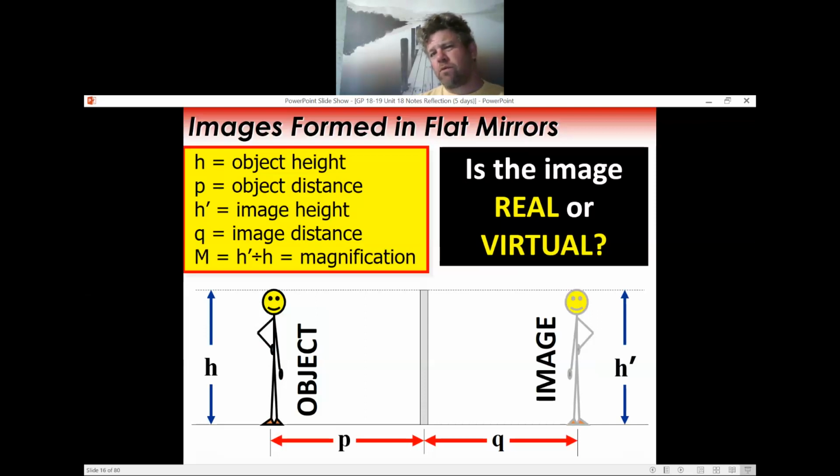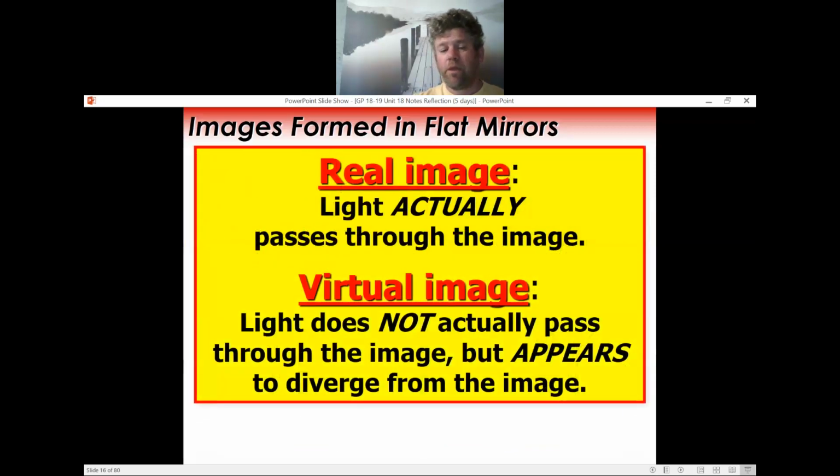is the image real or virtual? Now, in order for it to be a real image, and I'll explain that in a second, so I'm not going to give that away just yet. I want to see what you think, just because I don't know that you've heard of real versus virtual images. In this case, this thing should be a virtual image. A real image is described as light actually passing through the image.